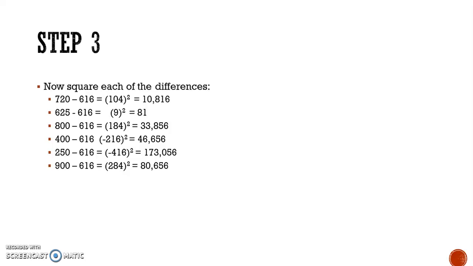Step 3. We're going to take the square of each of the differences. So 104 squared is 10,816. 9 squared is 81. Hope you didn't need a calculator for that one. All the way down. 173,056. That's a lot.